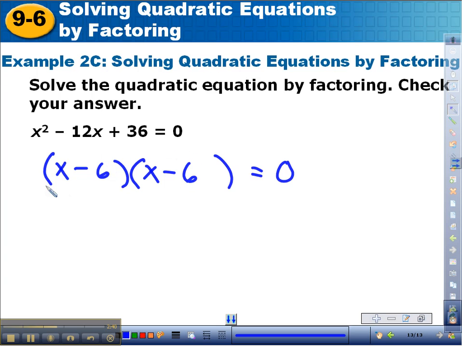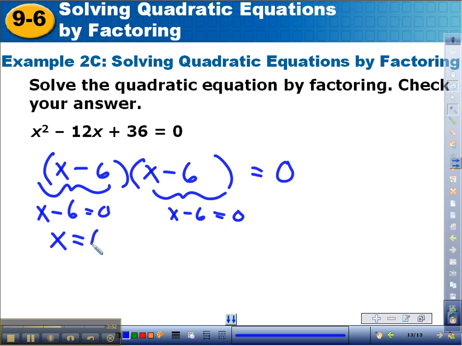I do. So it means either this one, x minus 6, must equal 0, or this factor here of x minus 6 must equal 0. Here, if you solve for x, you get x equals 6. If you solve for here, x equals 6. You only have one x-intercept here of 6.